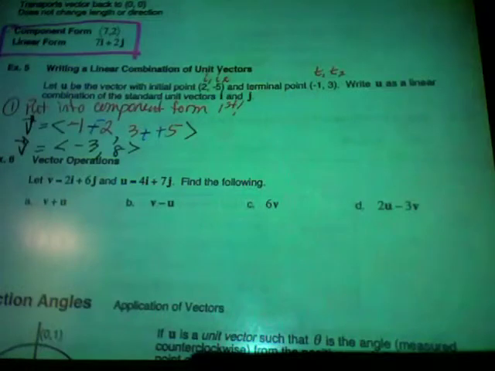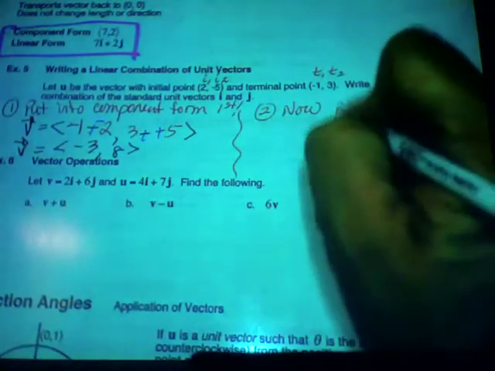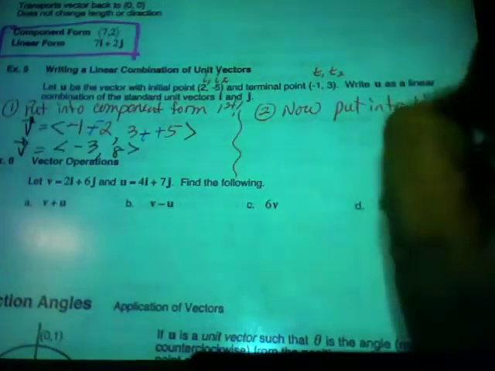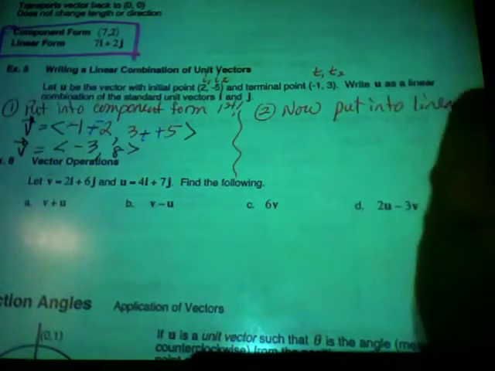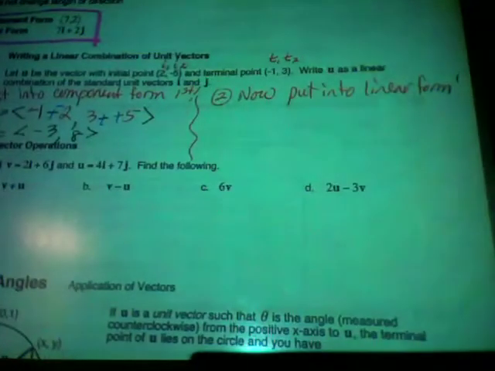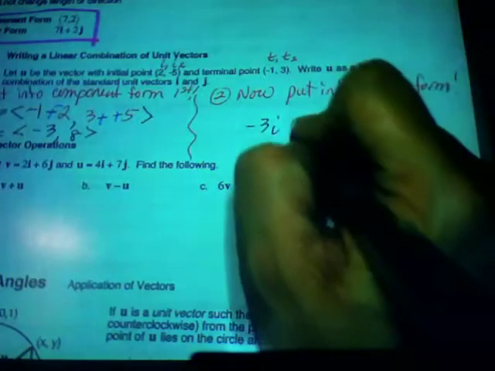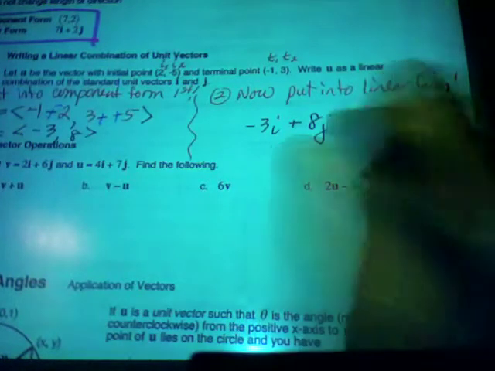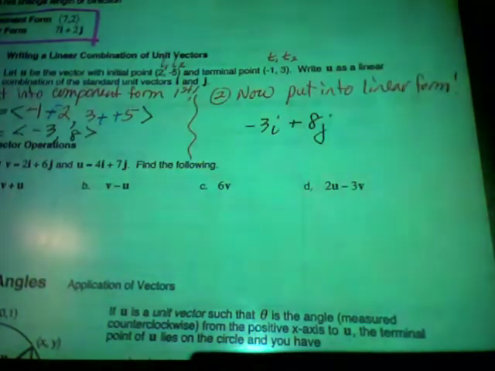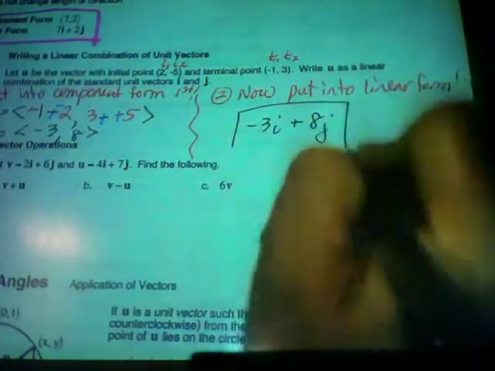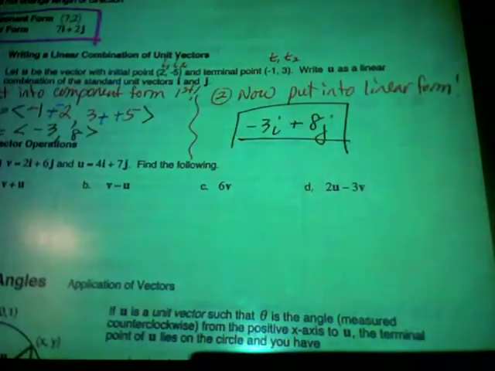Then, second, I can now easily put it into linear form. And all I do is take -3, attach an i onto it, plus 8, and attach a j onto it. What if the 8 was negative? Would I have -8j? Because I wouldn't want to do plus and negative. So this was the answer that they're looking for. Different way of looking at it.